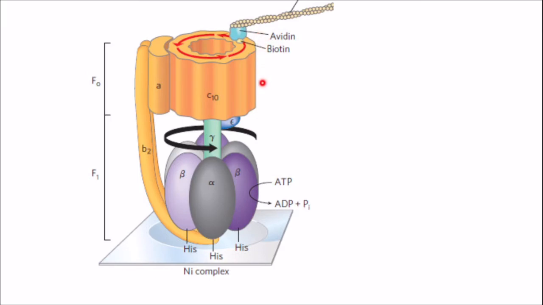So when the proton channel rotates due to the gradient and the protons wanting to come down, we see that the rotation frees up an ATP, releasing it, and allows for a new ADP and phosphate group to bind. And the repetition of this will allow more ATPs to be made from the ADP and phosphate group.